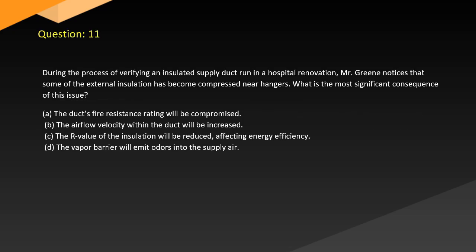Question 11. During the process of verifying an insulated supply duct run in a hospital renovation, Mr. Green notices that some of the external insulation has become compressed near hangers. What is the most significant consequence of this issue? A. The duct's fire resistance rating will be compromised. B. The airflow velocity within the duct will be increased. C. The R-value of the insulation will be reduced, affecting energy efficiency. D. The vapor barrier will emit odors into the supply air.